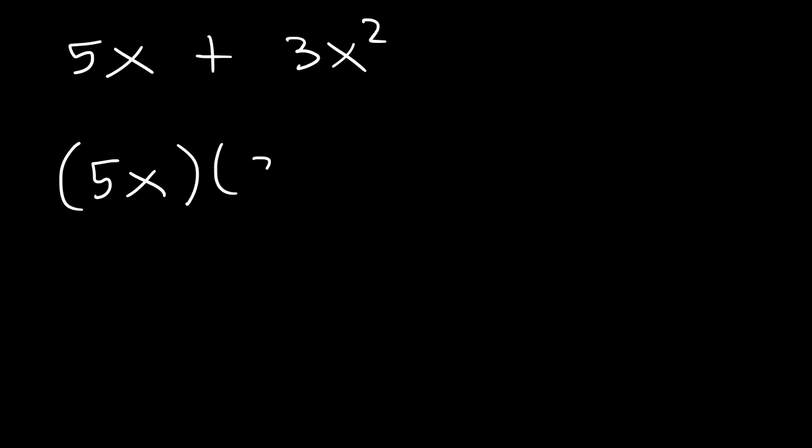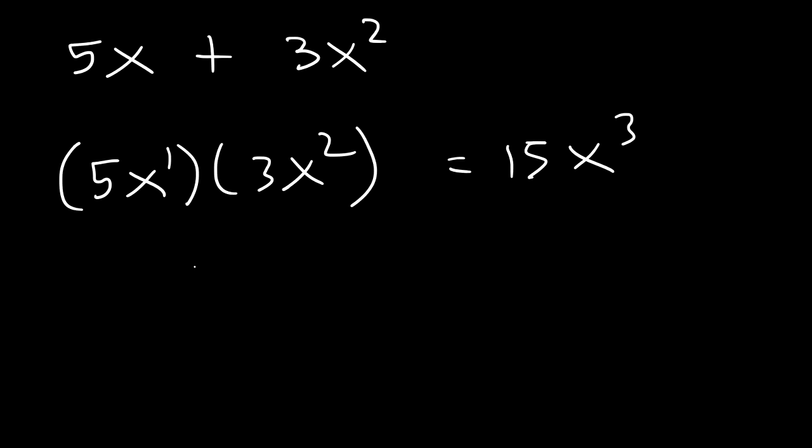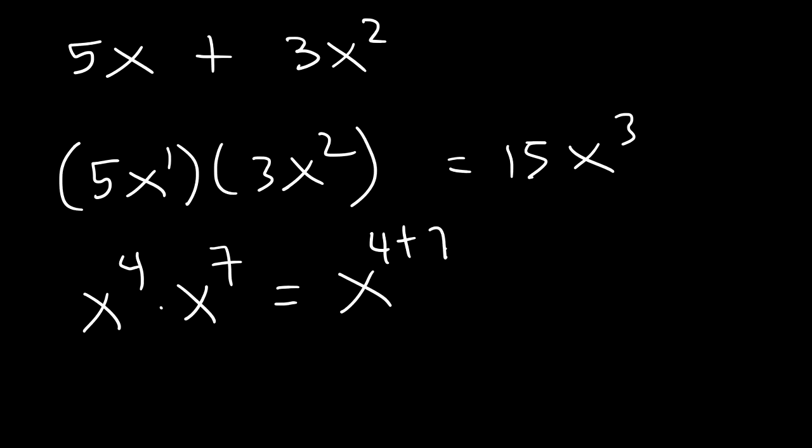Now, we mentioned that we cannot add 5x plus 3x squared, but can we multiply 5x times 3x squared? So you can't add unlike terms, but you can multiply them. 5 times 3 is 15. X times x squared is x cubed. When you're multiplying variables, you need to add the exponents. For example, x to the 4th times x to the 7th is x to the 4 plus 7, which is x to the 11th.